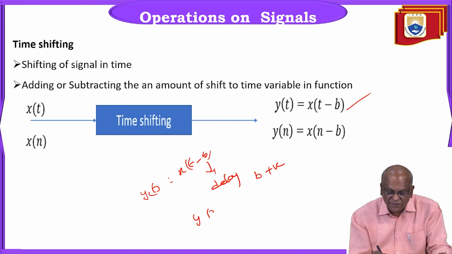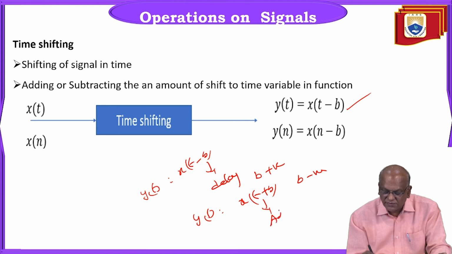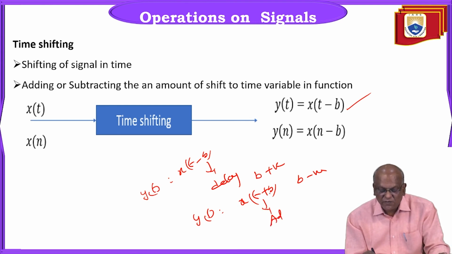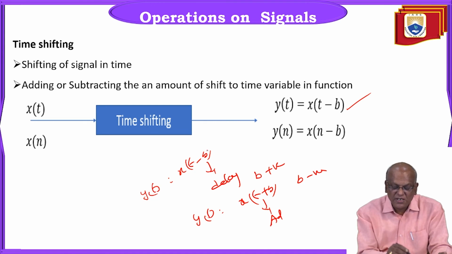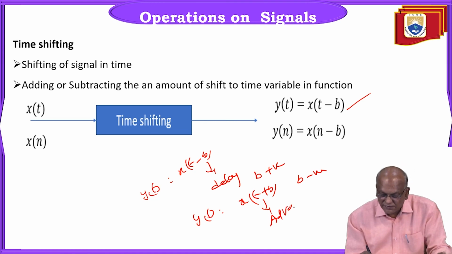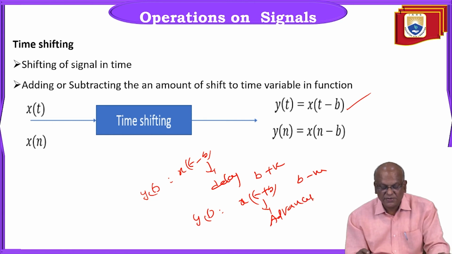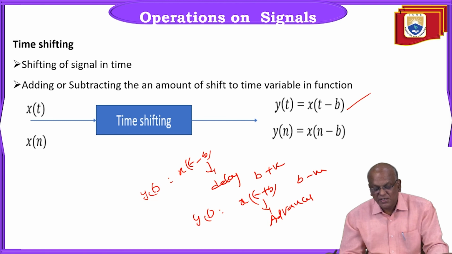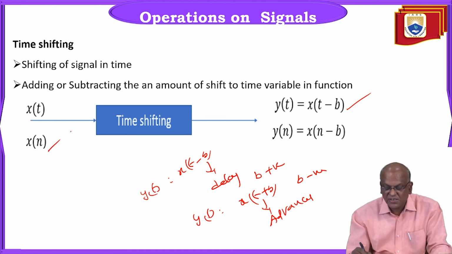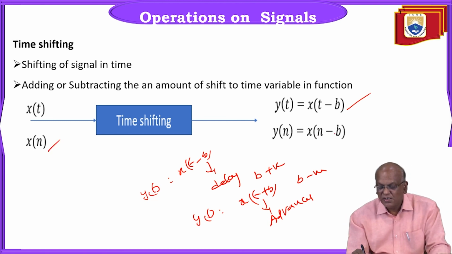Suppose sometimes y of t equals x of t plus b. In this case, b is a negative value. This indicates an advance. X of t plus b is an advanced version of x of t. The x of t minus b is nothing but a delayed version of x of t. Okay, this is a time shifting operation. In the case of x of n, a discrete time sequence, y of n equals x of n plus or minus b.